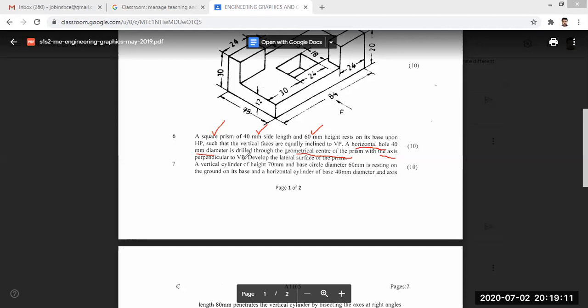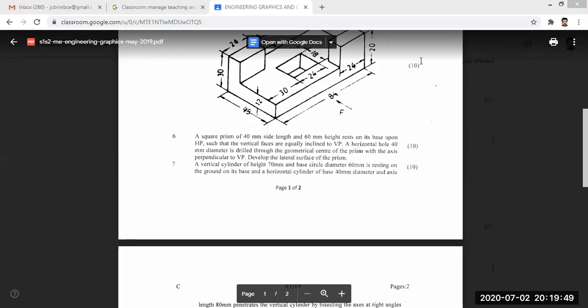Okay, so the axis perpendicular to vertical plane means the vertical plane is the plane in your front side, that is called a vertical plane. So imagine the plane in your front, you can imagine your laptop screen will be the vertical plane. So that is the condition. So you have to draw a square prism, and in that square prism you have to insert a horizontal hole of 40 mm diameter. So this is the next assignment.